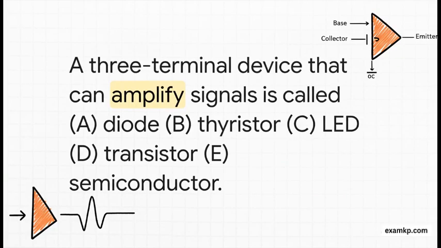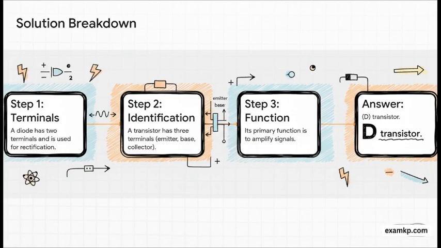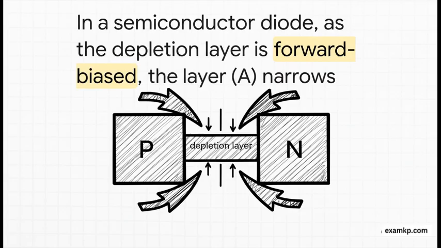All right, here's a classic question from a past WAEC exam. Just take a look. What are the key words here? For me, 3 terminal and amplify just jump off the page. Does that sound familiar based on what we just talked about? Let's break it down. We know a diode only has 2 terminals, so that's out. A transistor, though, has got 3 terminals, and its whole job is to amplify signals. It's a perfect match. The answer has to be D, transistor.